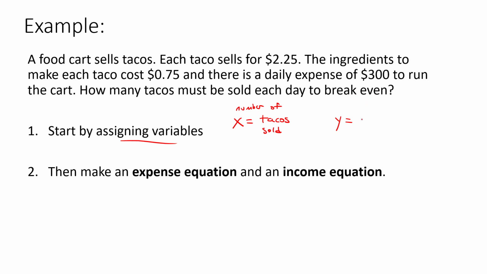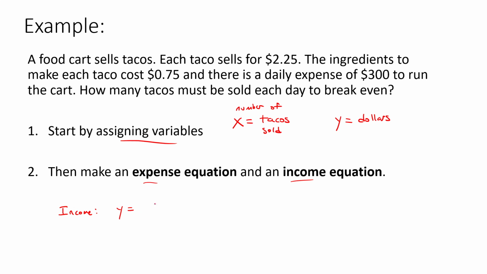And then y is how much money you have made. So we'll say y is the number of dollars. And it's either money that you've made or money that you've spent. Okay, it can be either. Now what we're going to do is we're going to make two equations, one of them an expense equation and one of them an income equation. So we'll start with the income because that's easier. And I'd like you to label them if you can, just so you remember which one is which.